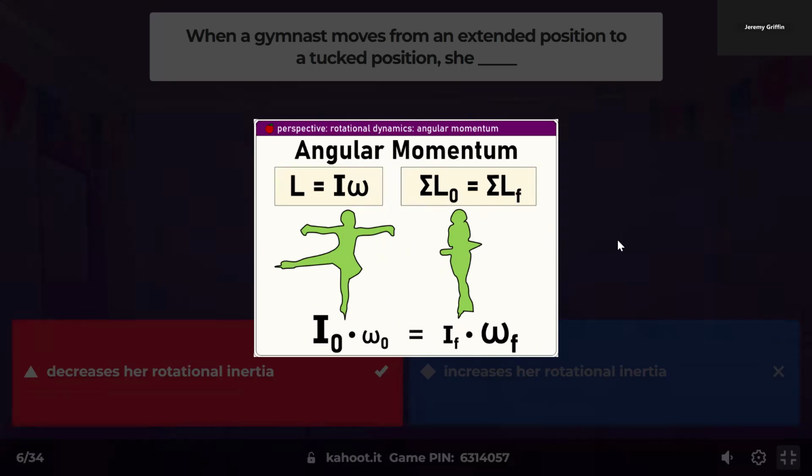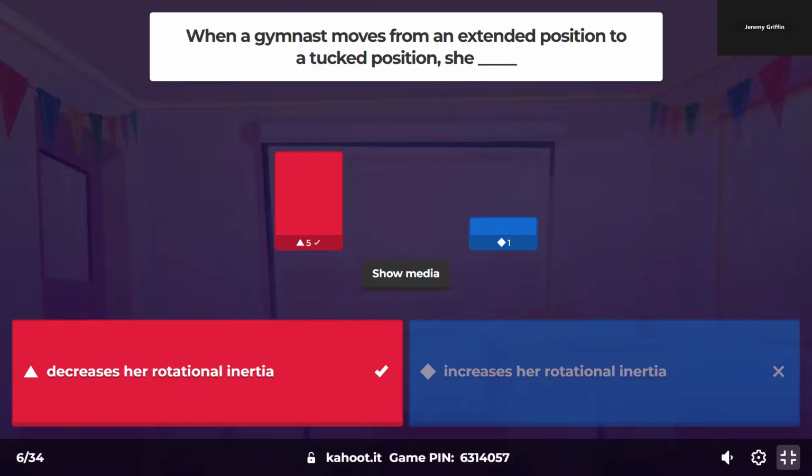Right? Spin faster. Right, so there's a little more to that question too. Right, guys, get there. We got that?